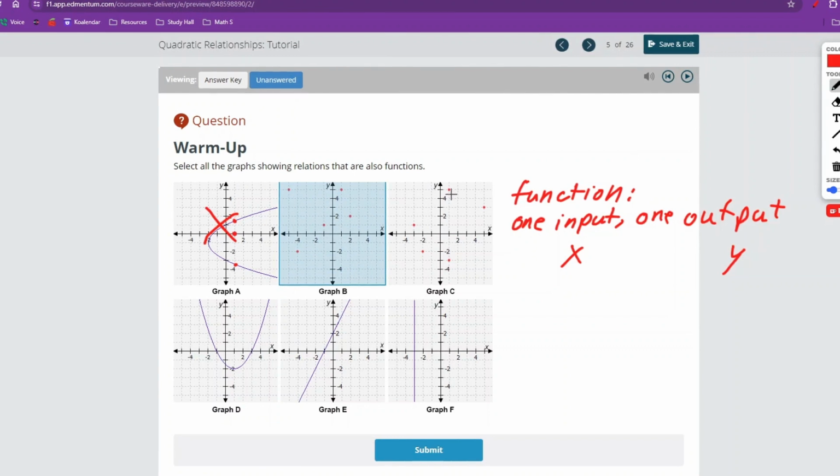Here, at 2, we have two y values. We have two outputs, that being, of course, here and here. So this one is not going to be a function. For graph D, if you look at all the x values, there seems to be only one y for each of those given x's.